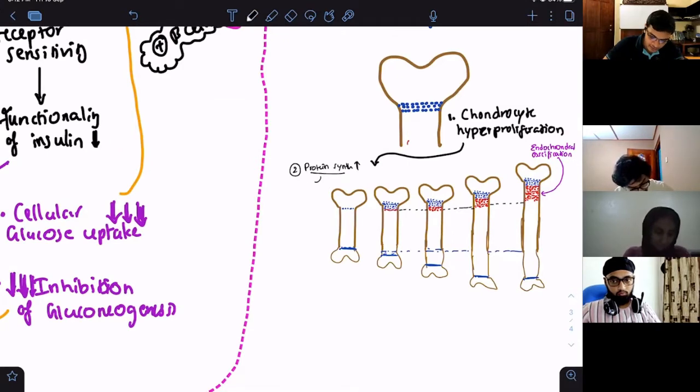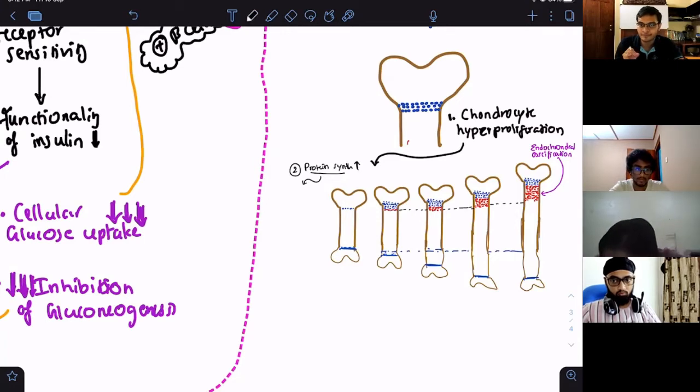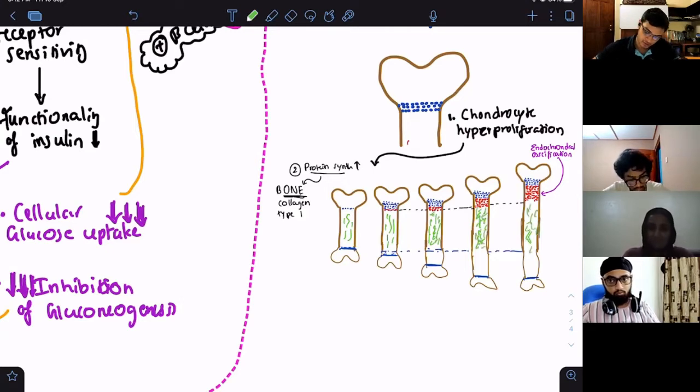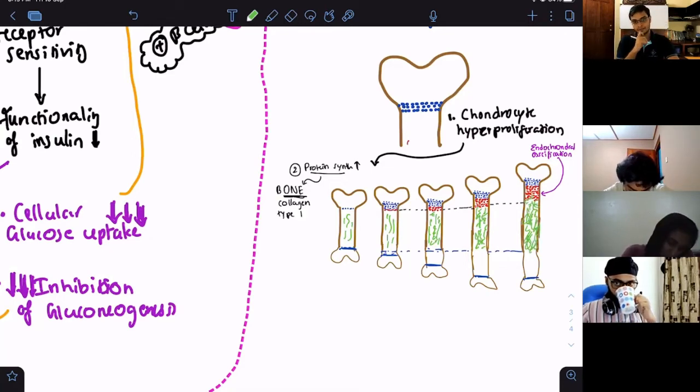When there is increased protein synthesis, guys, mainly we are going to produce collagen here. In bones, what is the type of collagen? Type 1. Bone has type 1 collagen. Type 1 collagen is also going to increase, guys, especially in the shaft. In the shaft, you all can show an increase in collagen, something like this.